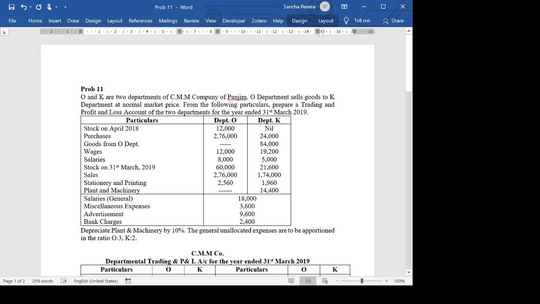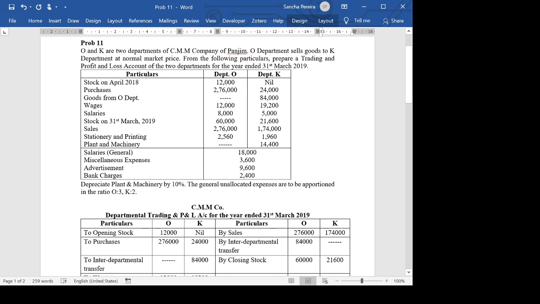That's the only difficulty in this problem. So what they've told us right in the beginning is O department sells goods to K department at normal market prices. So whatever O transfers to K is transferred at normal market price. Basically, we have goods worth 84,000 that have been transferred by O to K. And normally in the problems that we have done till now, they tell us in the closing stock of the receiving department, that would be K here, goods worth so much have come from O. But here nothing has been told to us. We just know the closing stock of K is 21,600, the total closing stock.